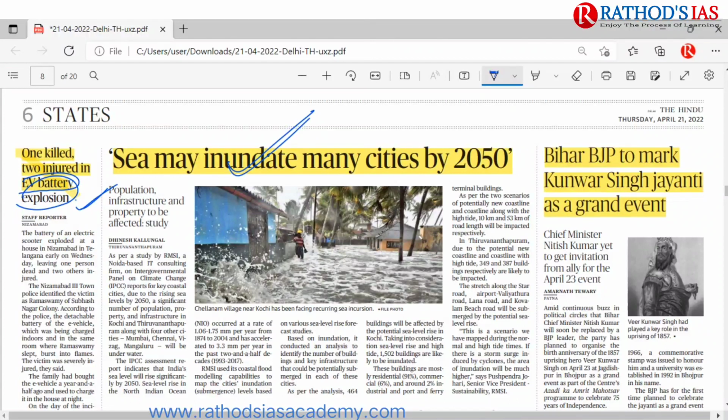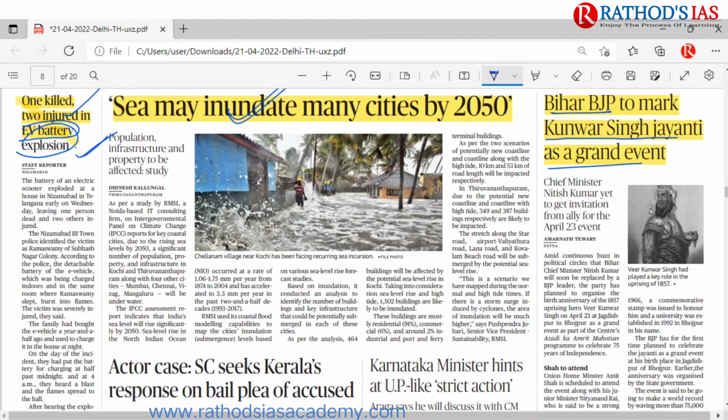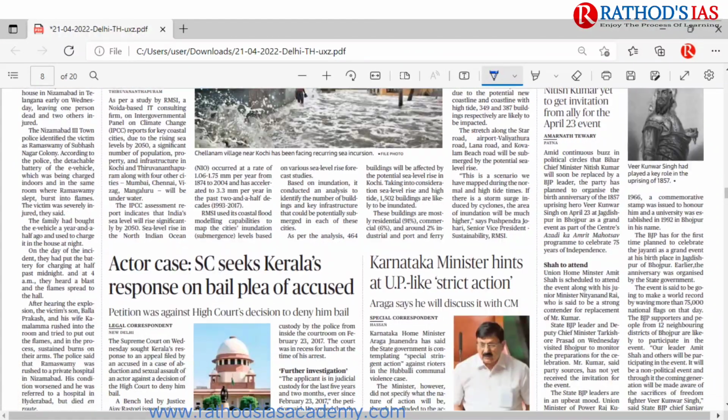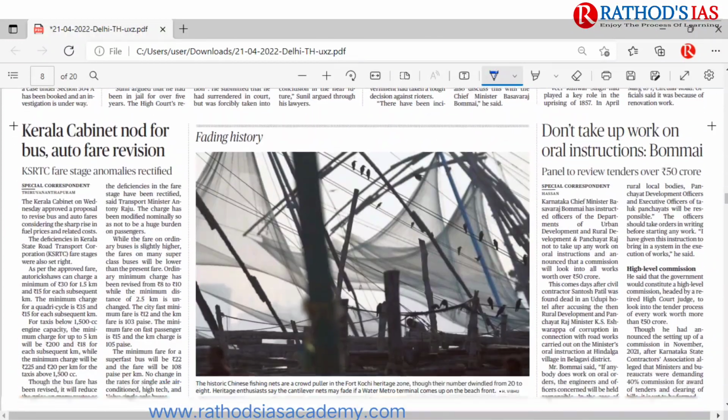Regarding electric vehicles, batteries are exploding because of increasing heat this summer, so you have to see this issue as well. And next one is Bihar BJP to mark Kunwar Singh Jayanti as a grand event. This article is very important because Kunwar Singh played an important role in the uprising of 1857. So you have to know some facts regarding this topic. This might be your prelims question.